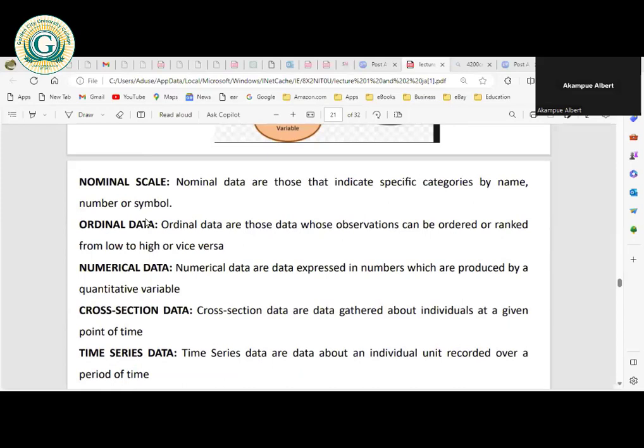Number. You are referring to this? Yes, please. Number or symbol. This one. By name, number or symbols. So what kind of numbers can we use to consider it as nominal data? You see that there? I don't know if you are familiar with the questionnaire. If you are familiar with the questionnaire, you see that when you pick a question.